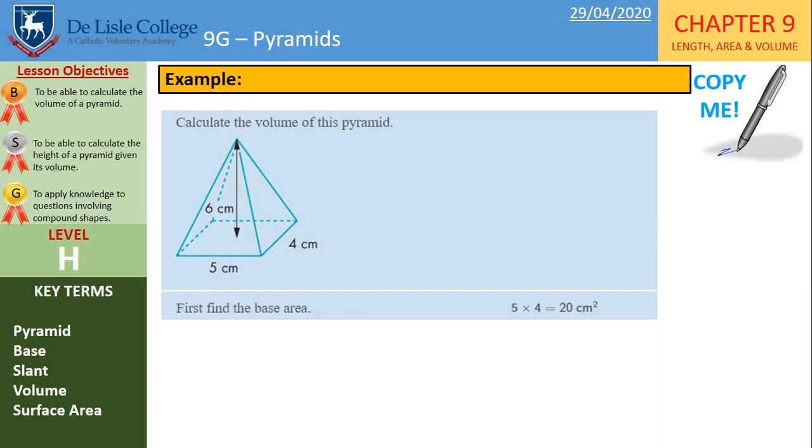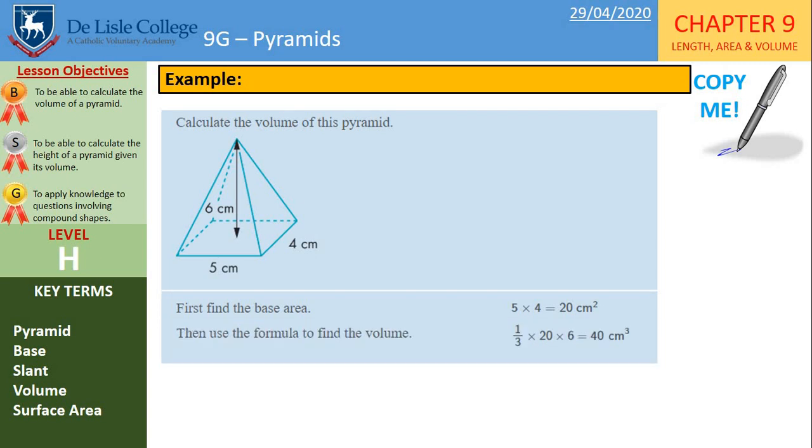So the first thing to do is find the base area. That's going to be 20 centimetres squared. And then use the formula to find the volume. So 1/3 times 20 times 6, and that gives us 40 centimetres cubed.